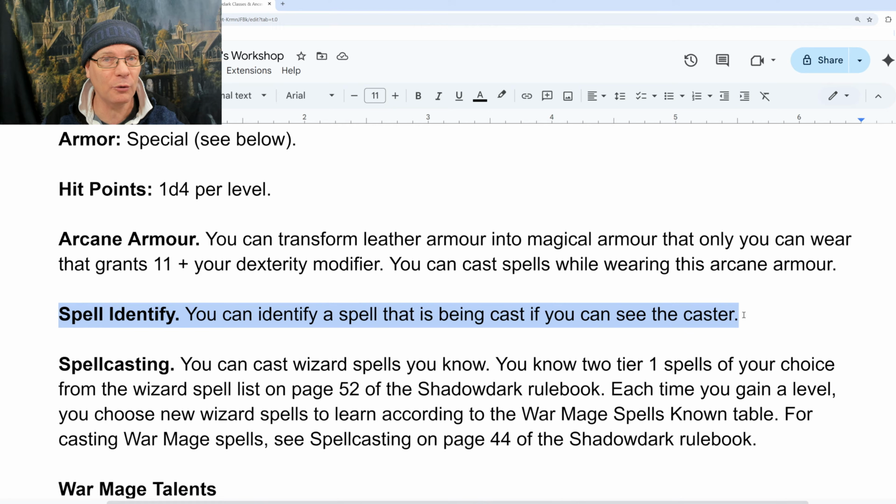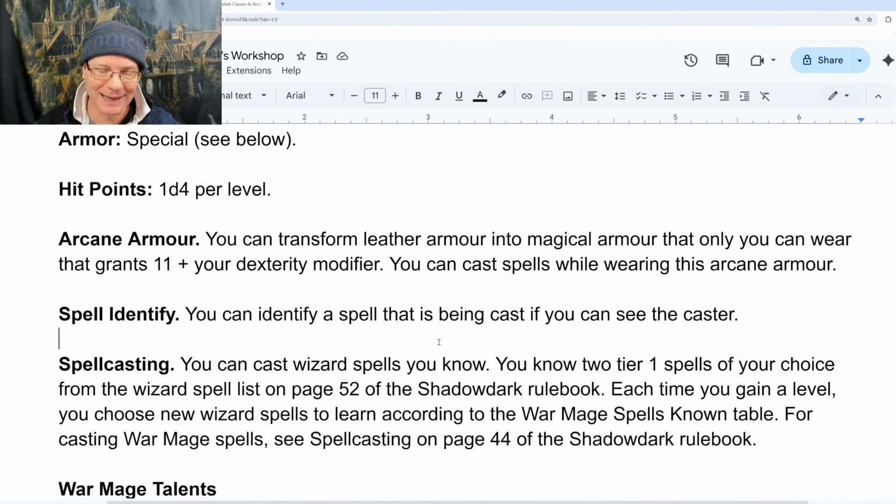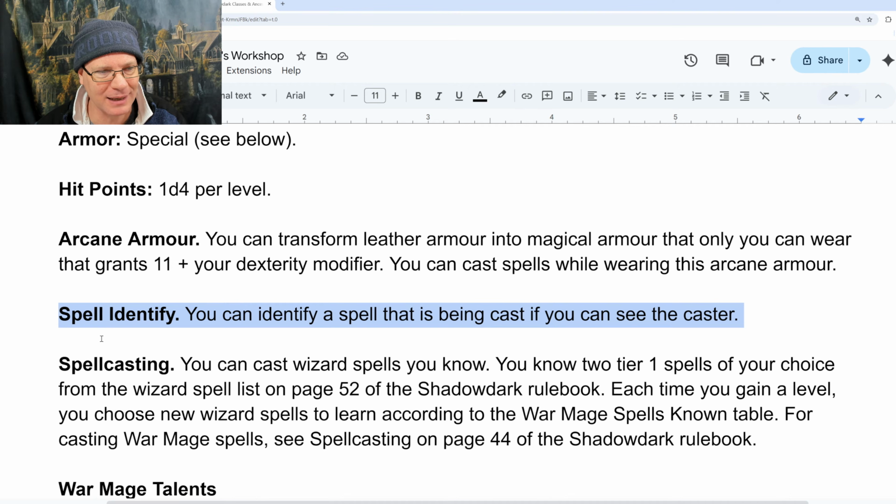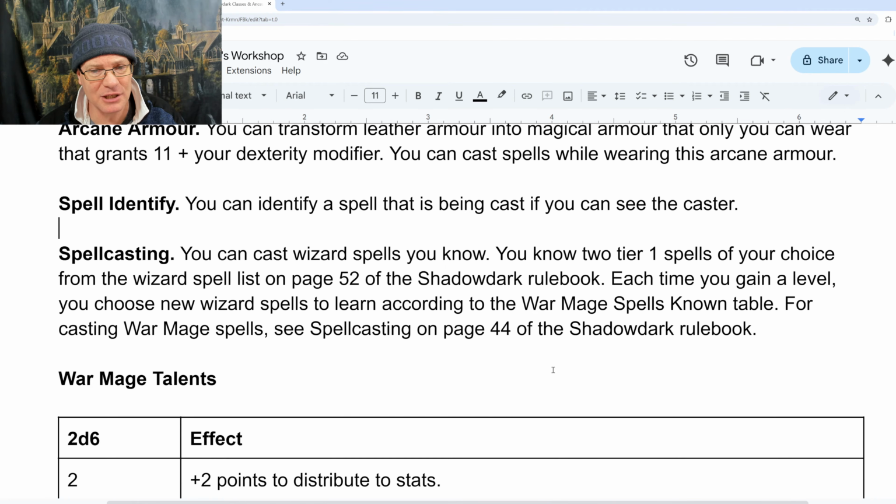It's also what I saw as part of the concept of the war mage in 5e, the idea that they could wear armor and they could identify spells being cast. But mechanically, I'm not entirely sure if this one will work very well in Shadowdark. It's only in playtesting that I will know for sure if it has any significant use by anybody whatsoever. Anyway, spell casting is essentially the same.